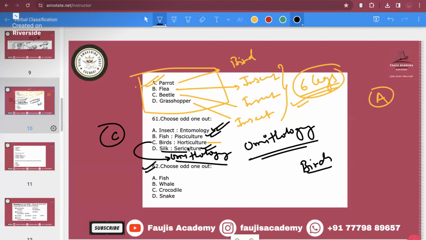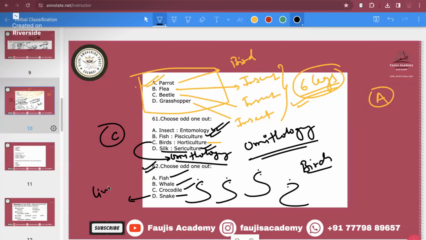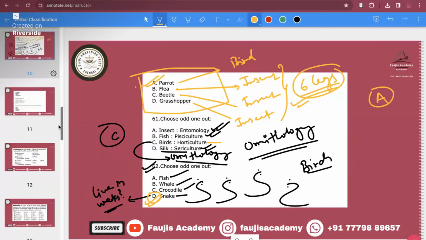Yes. Question number 62 in that case. What do you think? What is this, guys? Snakes, fish, whale, crocodile. But snake, it doesn't live in water. Does it live in water? And all others live in water. So which option will we select, guys? D, snakes. Right?